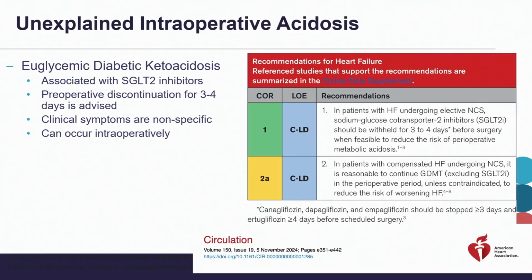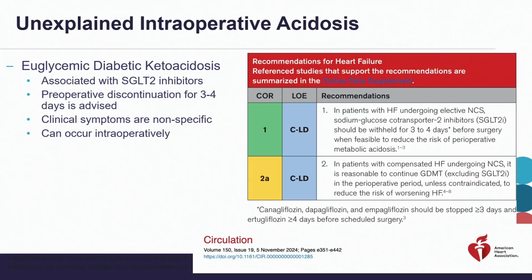And quickly to touch on euglycemic diabetic ketoacidosis. This is associated with our SGLT2 inhibitors. So this is an acidosis you may see intraoperatively, particularly if your patients were unable to stop these medications. So we have recommendations now that these patients should stop their medication, these are the Flozins, 3 to 4 days before coming for elective surgery.